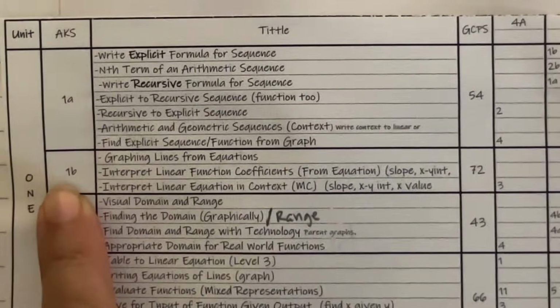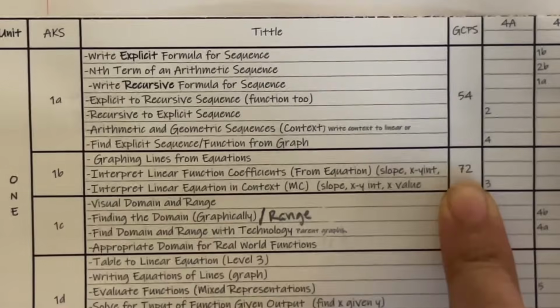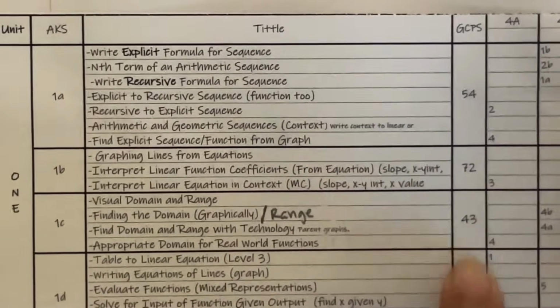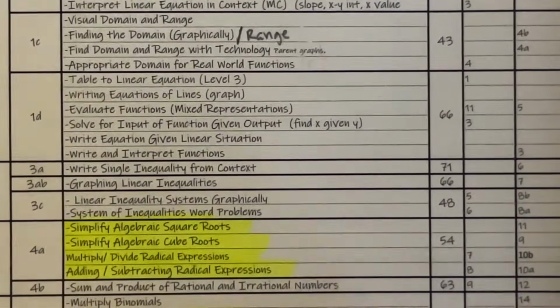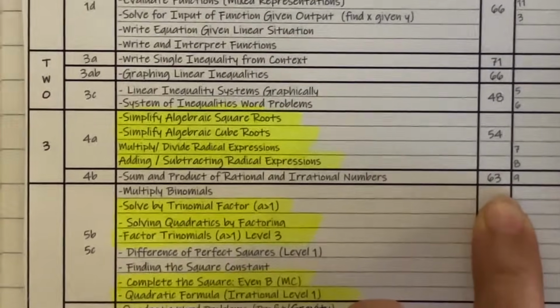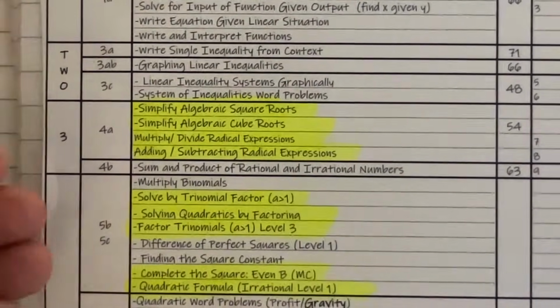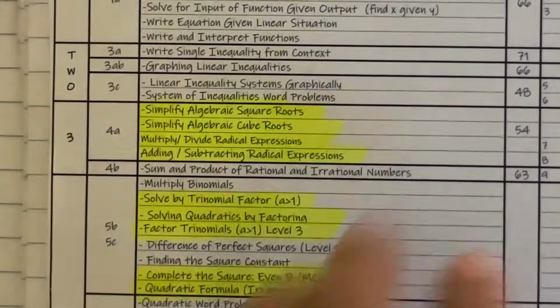Okay. AKS 1B, GCPS in the interim made a 72%. So again, I don't know what the questions were here. However, they made a 72%. And you can see what GCPS made all the way down to unit 3. It does not go past unit 3 because that's where the interim was. So now the final is going to have unit 1 through 3 and unit 4.